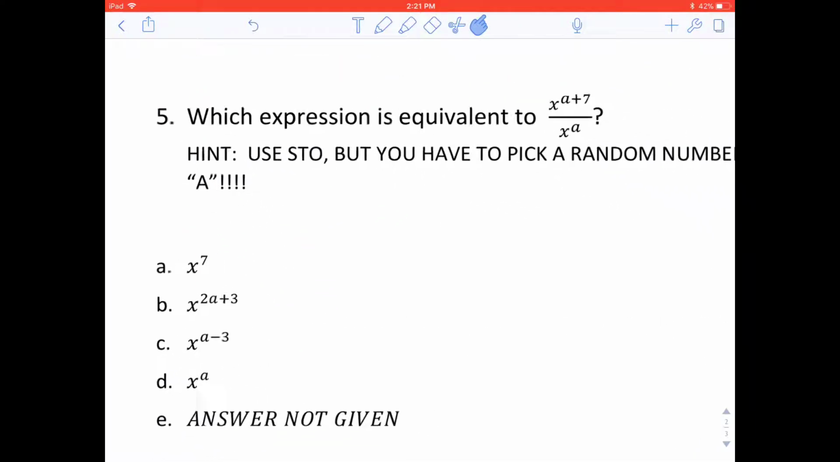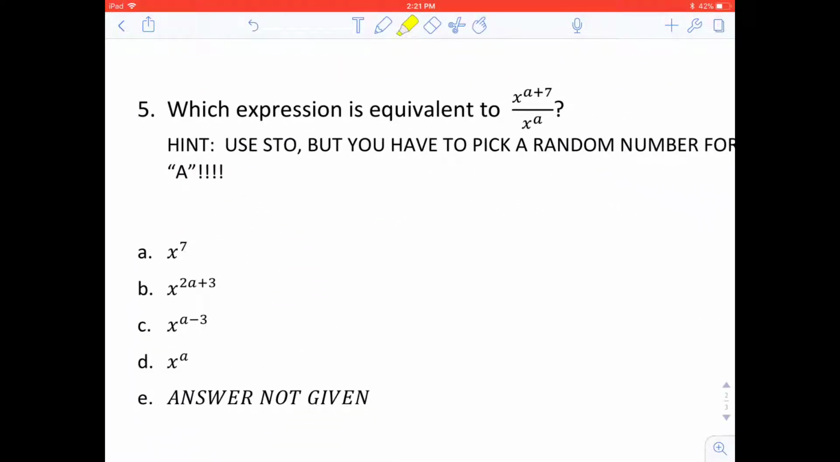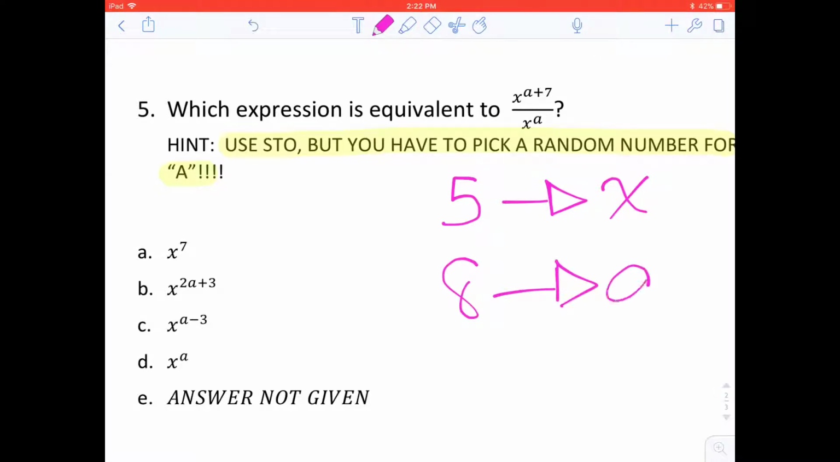Number 5. Now on number 5, I gave you a hint here, and I said use stow. The reason I'm asking you to use stow in this problem is because you will see that there are more letters in this problem than there are numbers. So you're going to take a random number, and it really depends on what you picked. Maybe you picked 5 and you stowed it to the letter X. You store 5 to X. And then maybe you picked 8 and you store it to the letter A.